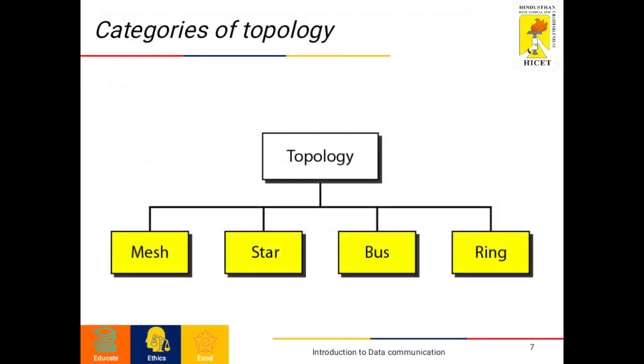Then next we are going to see about the topology. The topology refers to the geometric representation of the relationship of all the links and linking devices. There are four basic topologies available in data communications: mesh topology, star topology, bus topology and ring topology. First, we are going to see them one by one.